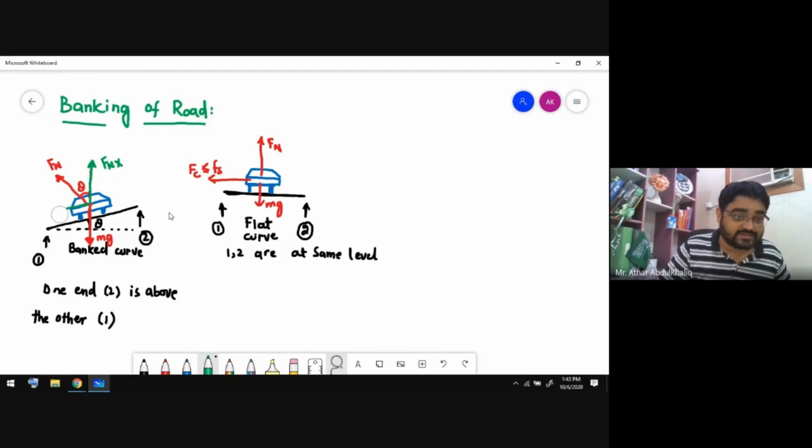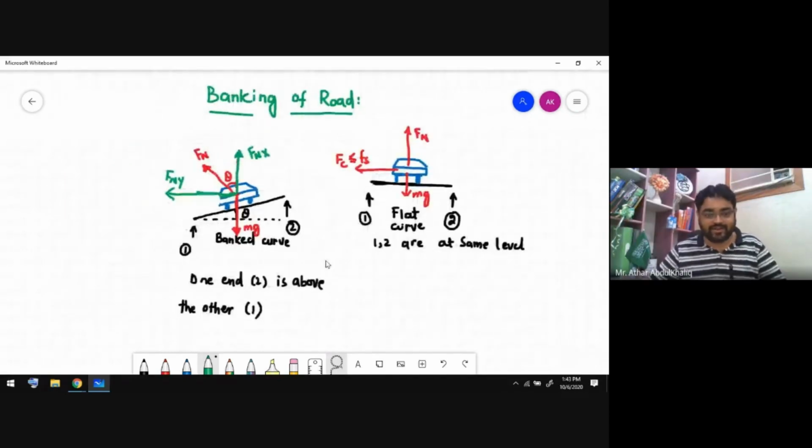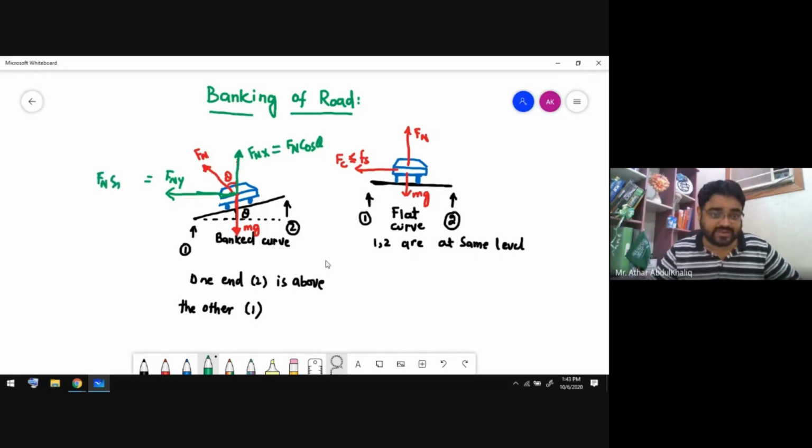Sorry, I just make it a little bit. Okay, and you can say that the normal force direction is perpendicular to the surface. Now Fn x is Fn cos theta. Fn y is Fn sin theta. Now there are 2 minutes left. I just need to finish this thing.